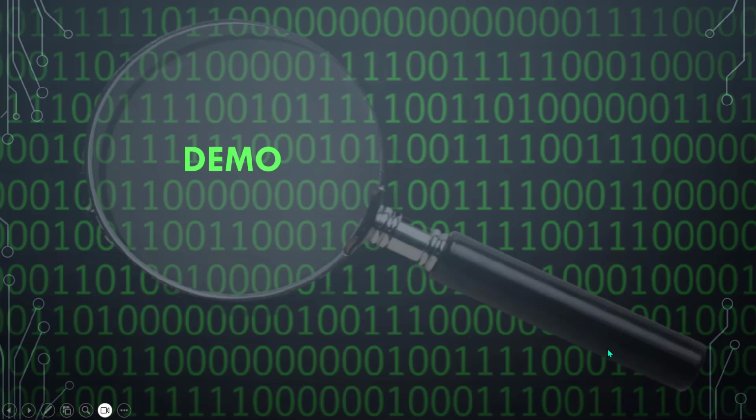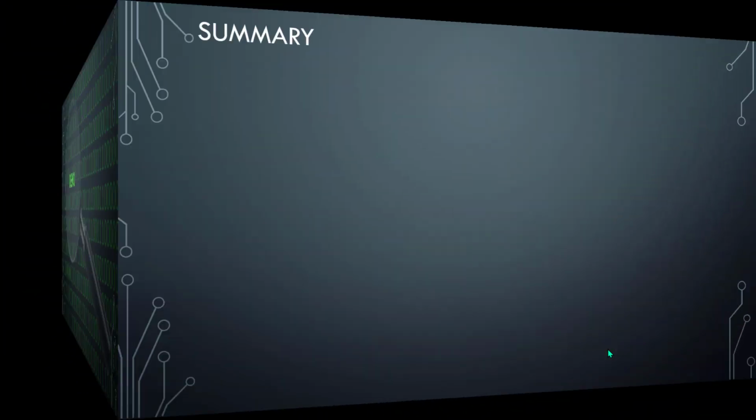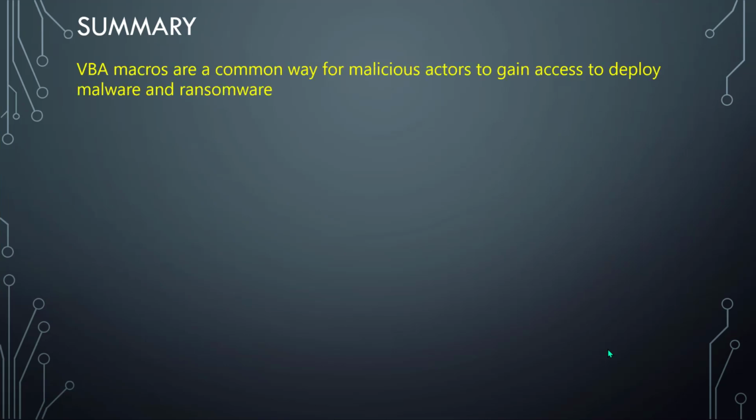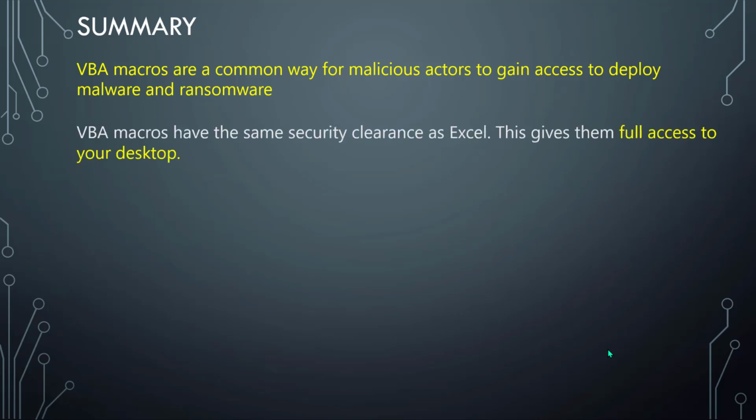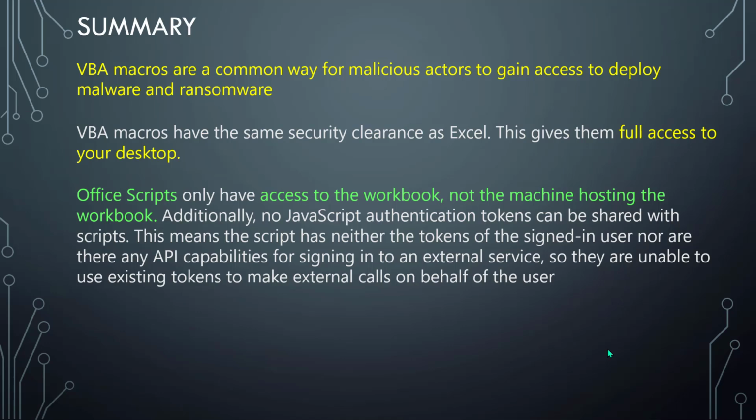Okay, after this short demo, let us have a look at the important things. Number one, VBA macros are a common way for malicious actors to bring malware, things you do not want to have on your computer and network. So they are risky. Why? Because they have full access to your desktop. Not only to the file, the Excel file, but to your full desktop. And that's the difference with Office scripts. Office scripts only access the workbook, but not the machine.